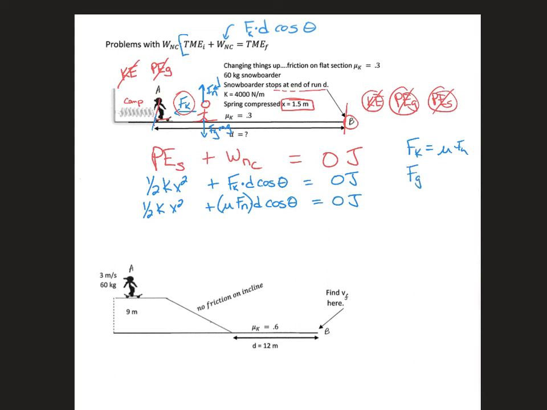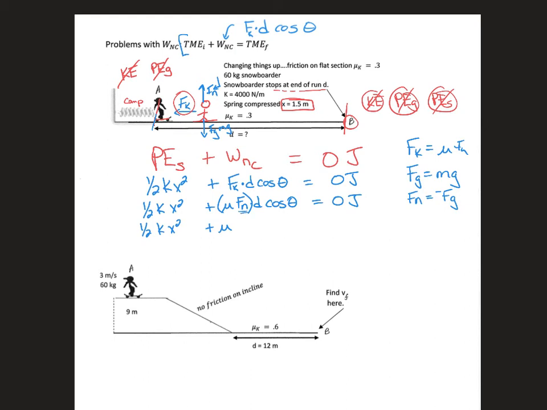So let's just kind of remember that if the force of gravity equals mg, the normal force in this situation, not every situation, is equal to negative force of gravity. So it's the same. It's mg, but it's positive now. So let's rewrite this one more time, showing every possible substitution.